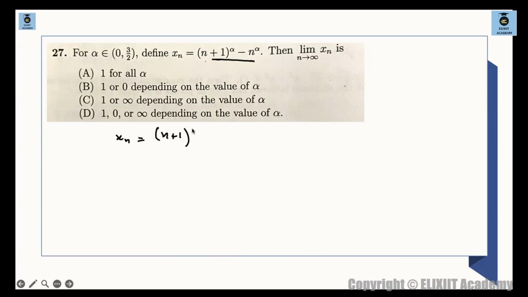n plus 1 raised to the power of alpha minus n raised to the power of alpha. So basically we have to comment on the value of alpha as well. Corresponding to what values of alpha, what is the value of the limit actually?